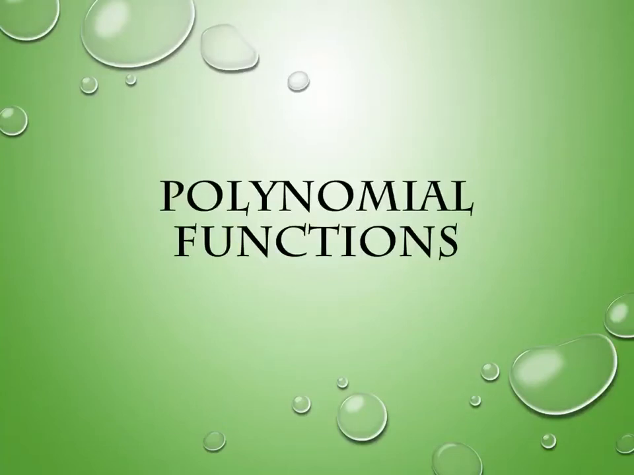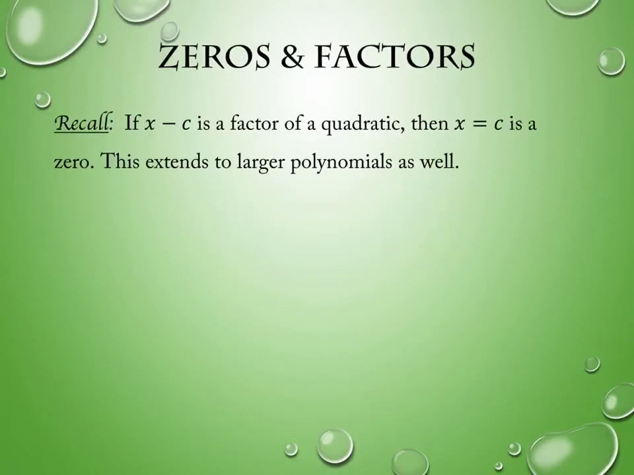In this section, we're going to take a look at polynomial functions, and the first thing I'd like for you to do is to remember something we saw happen when we talked about quadratic functions. We talked about this word called zeros, and we talked about its relationship to the factors of a polynomial. And what we learned from that section was that if x minus c is a factor of a polynomial, then x equals c is a zero. And it works in both directions. So if x equals c is a zero, then x minus c is a factor. And this fact extends to larger polynomials as well.